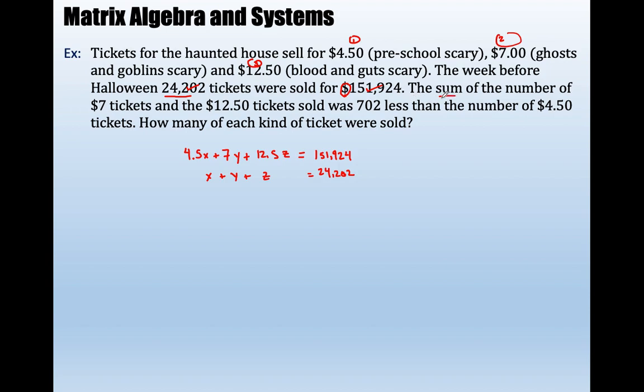Oh, what's this say? The sum of the $7 tickets and the $12.50 tickets. The sum of those tickets, not the money of the tickets, but the sum of Y plus Z tickets must be, there's my equal sign, 702 less than the number of the X tickets. Okay, there's my system. Can you take that from algebra into matrix world?